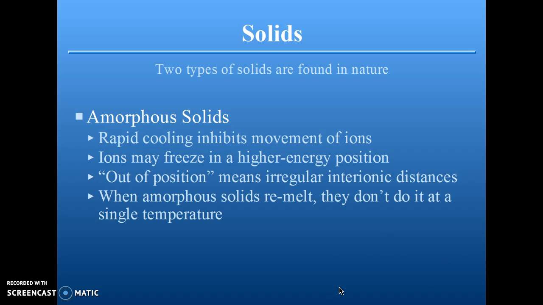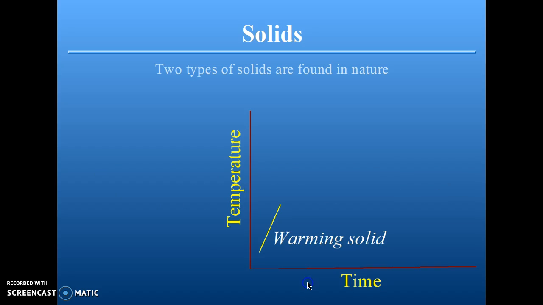Amorphous solids are formed because rapid cooling inhibits the movement of ions. The ions freeze in a higher energy position. They don't have time to migrate into their lowest energy position. Out of position means that the inter-ionic distances are not regular. So when amorphous solids remelt, they don't do it at a single temperature. You don't see the kind of phase change of temperature versus time that gives you a flat melting point.